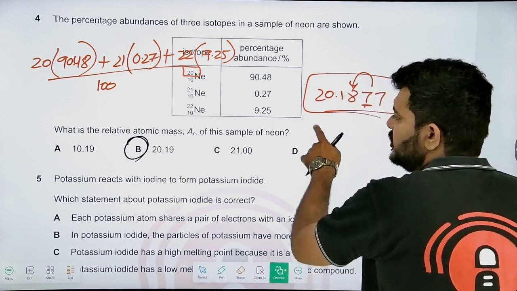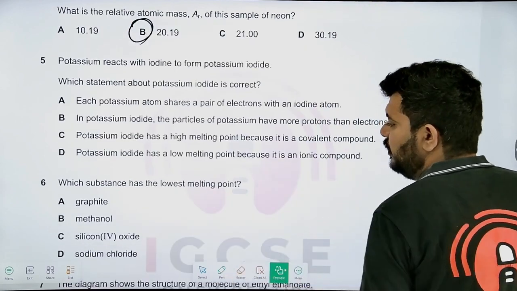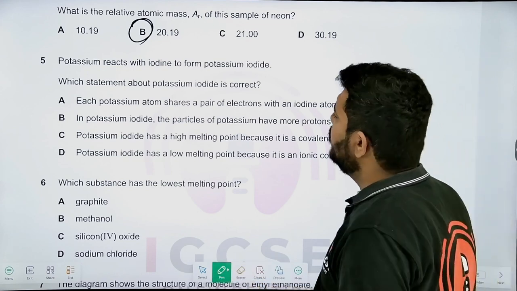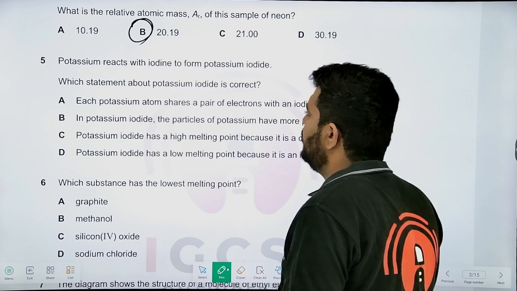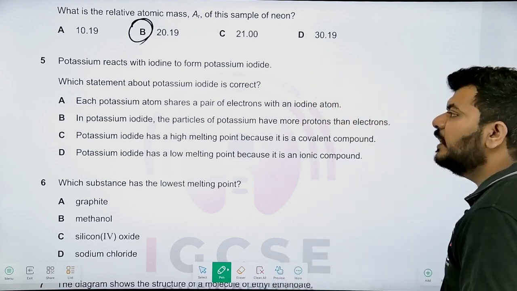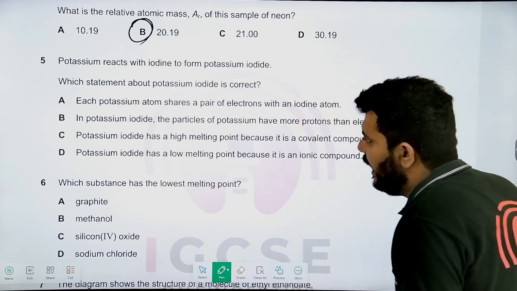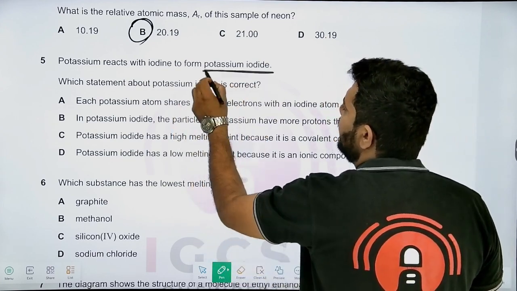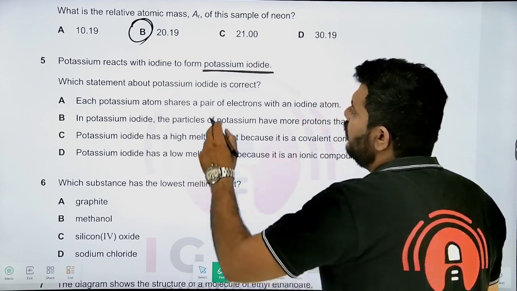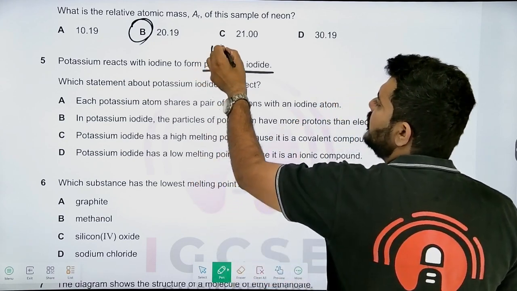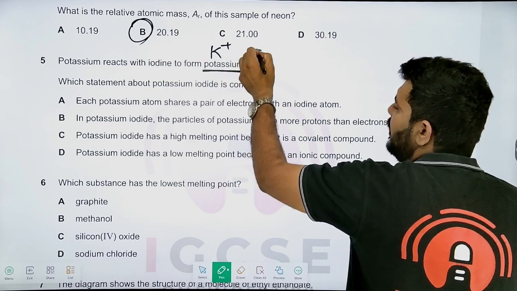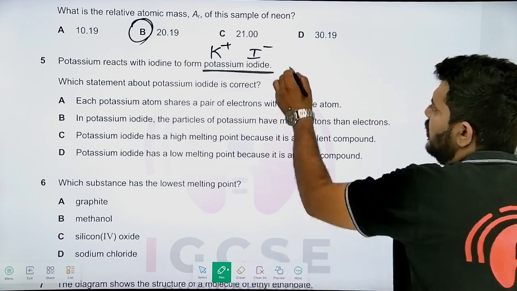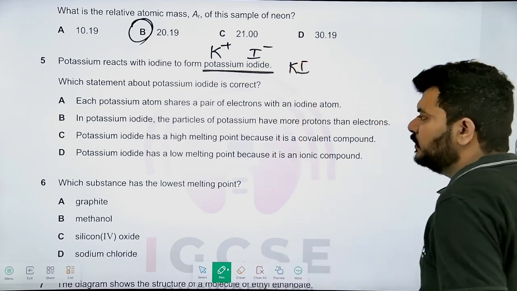Let's look at the next question. We have potassium reacts with iodine to form potassium iodide. Which statement about potassium iodide is correct? Each potassium atom shares a pair, no, if it forms potassium iodide, right? This is an ionic compound. We just discussed another example where this was forming a positive ion and iodine must form a negative ion. This is what should happen, and the compound should have a formula of KI.